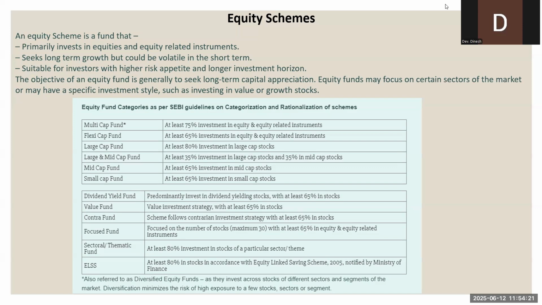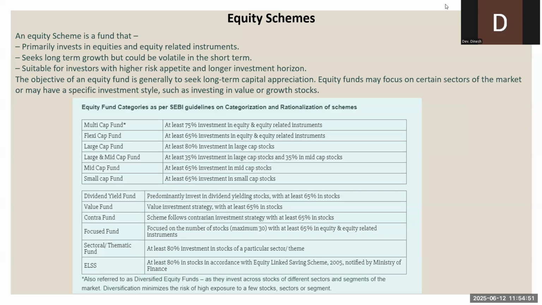What is a dividend yield fund? They predominantly invest in dividend yielding stocks, with at least 65% in stocks. There are certain companies which regularly pay dividends, like Hindustan Lever or Colgate Palmolive. They will all declare regular dividends. So if the theme of the fund is dividend yield, they will invest more in dividend yielding stocks. Value fund, value investment strategy, 65% in stocks.